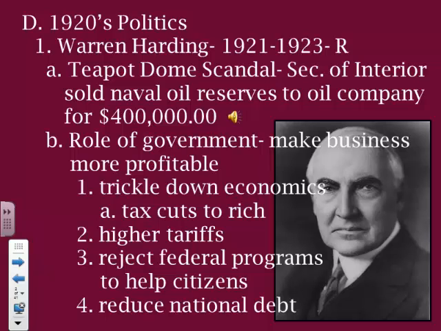The role of government, the Republicans decided, was to make businesses profitable, and they believed that that was through less interference rather than more interference, which the progressives and the Democrats had believed in.